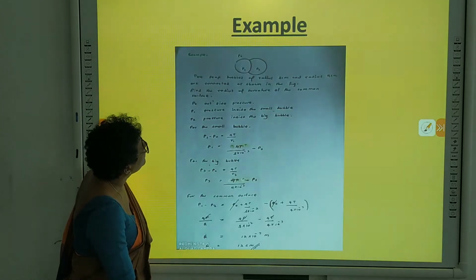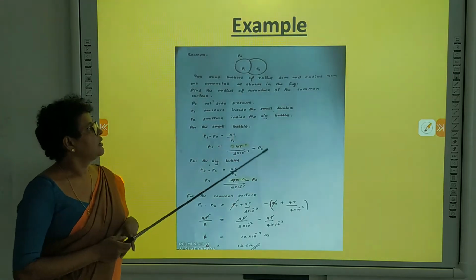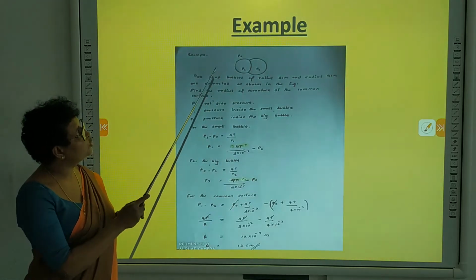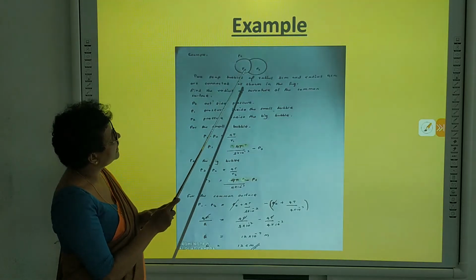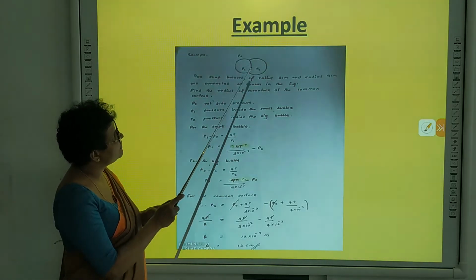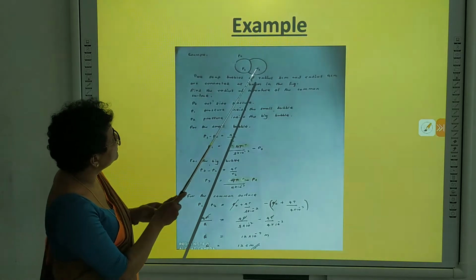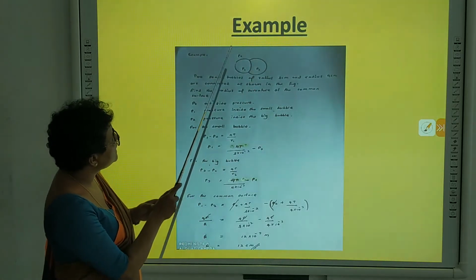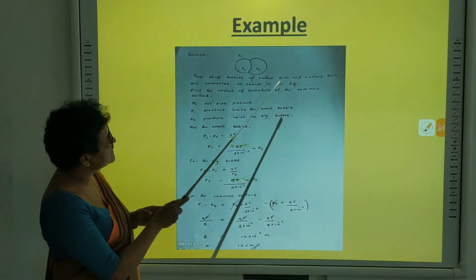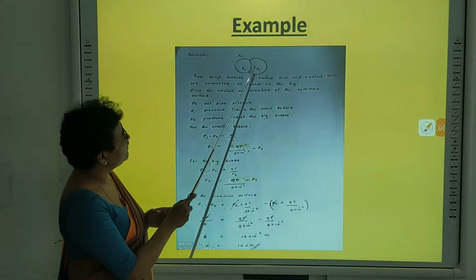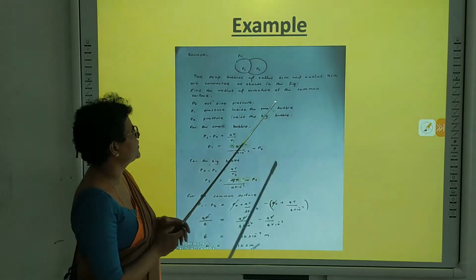Now we'll do this problem. You have two bubbles here. P1 is the pressure inside the small bubble, P2 is the pressure in the big bubble, and P0 is the pressure outside. The small one's radius is 3 cm, and the big one's radius is 4 cm.